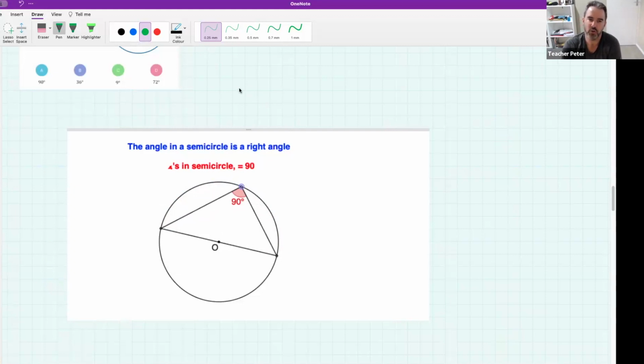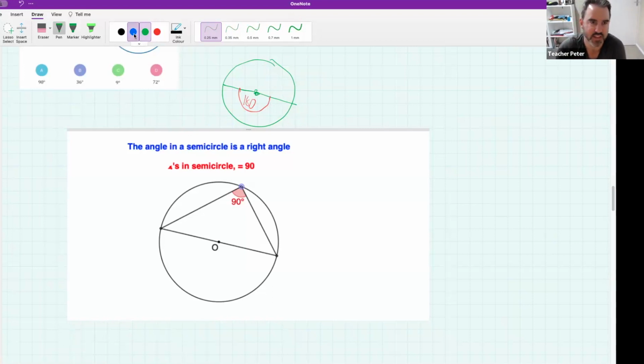So do you guys know what is the angle of a straight line angle? Say I've got the diameter, right? What is going to be the size of the angle on the diameter? What is going to be the size of the angle on a straight line or the angle on a diameter? It's going to be 180.